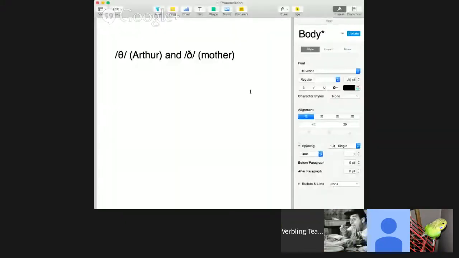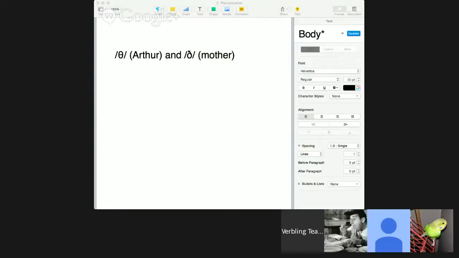So I'm going to share my screen with you for most of the lesson, and just make sure that, can everybody see that clearly? Yes. Excellent. Sometimes the screen share's a little bit dodgy. Alright, so we're going to start off with these two sounds today.